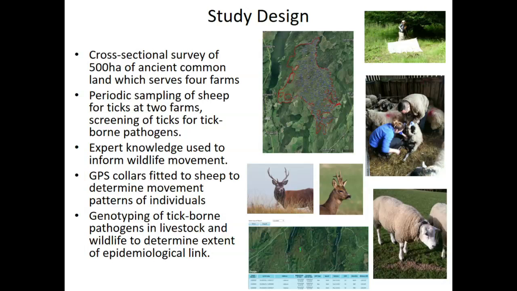In addition, we wanted to fit GPS collars to sheep. Then we could plot the individual movement of sheep and follow them on a handy little app, see where our sheep are going and have a look at where they're going in relation to the deer. And finally, have a look at some genotyping, look at some sequences, and see if we have the same sequence type circulating in the deer as we do in the sheep, which might help us to understand some of these ecological drivers.